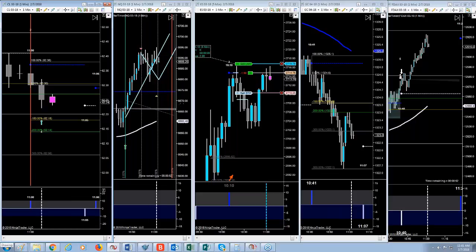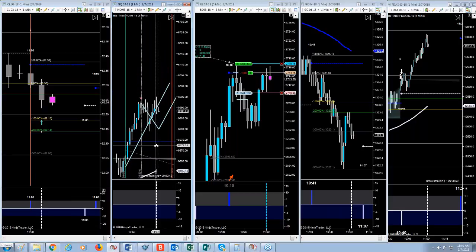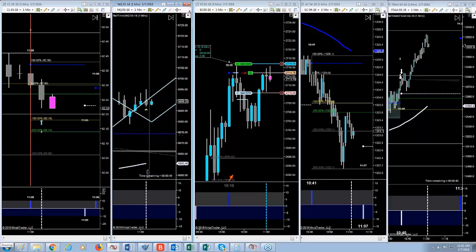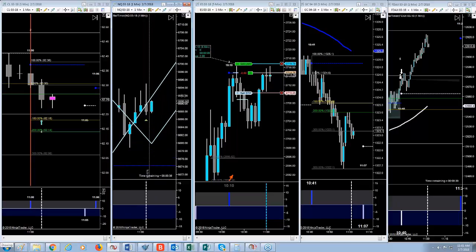NQ, we're at the green level right here. We should see it pop up in the NQ right now based on the fabric of time theory. Let's see what we get.